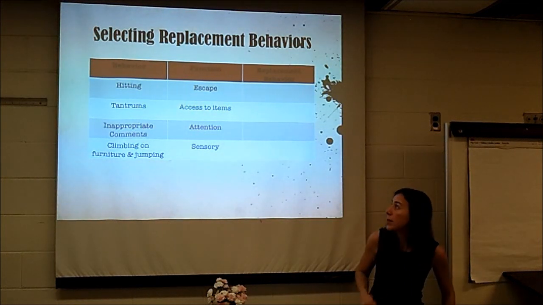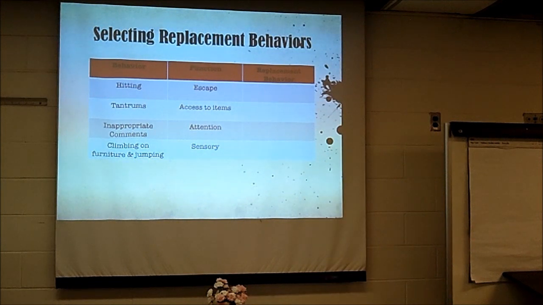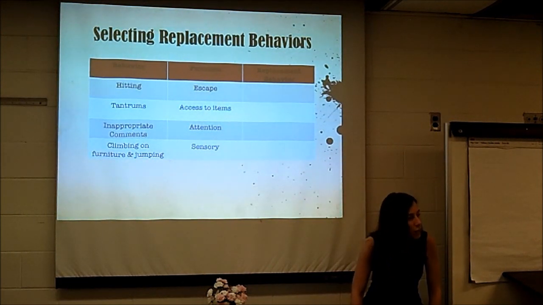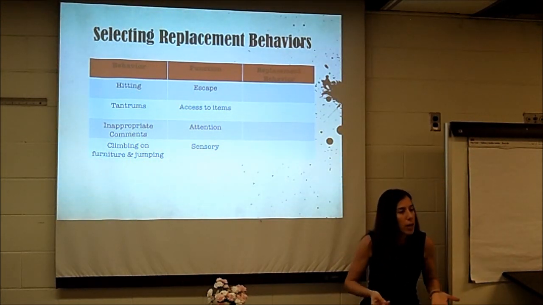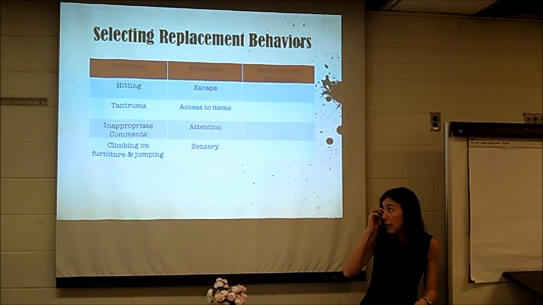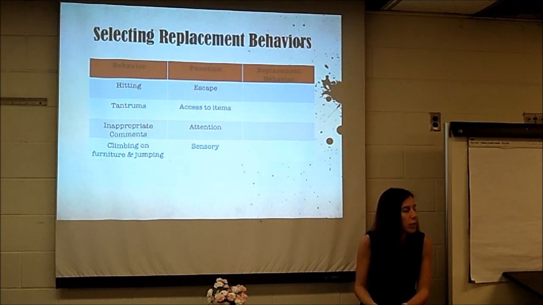Okay, so here's a little example of some behaviors in the left column. And then the middle column tells us what the function of that behavior is. And then I thought we can talk about what might be an appropriate replacement behavior given that function. So this will get us thinking, when you're understanding the function of your kid's behavior, about what might be an appropriate replacement.